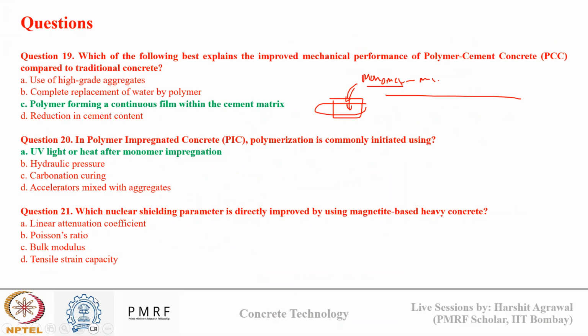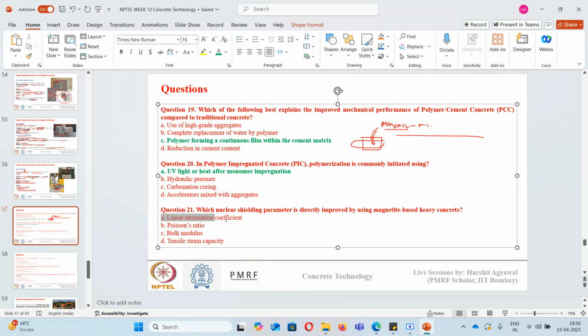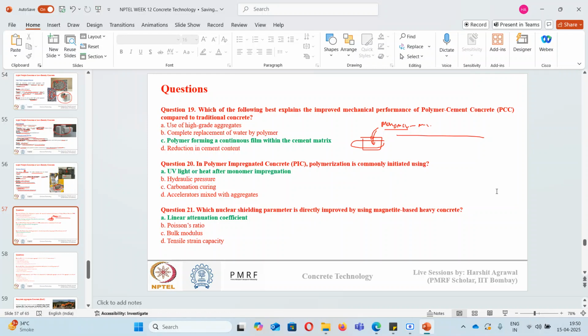Okay, so when we are talking about heavy concrete, what is happening? It is increasing the attenuation coefficient. So radiation is coming from one side and leaving from the other side. Now, heavy concrete has the ability to absorb the radiation, so the strength of the signal decreases on the other side, and this decrease in the strength of the radiation is known as attenuation.